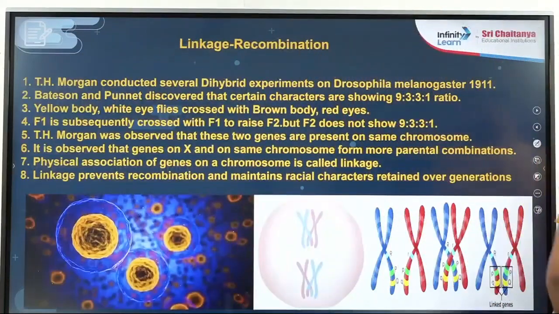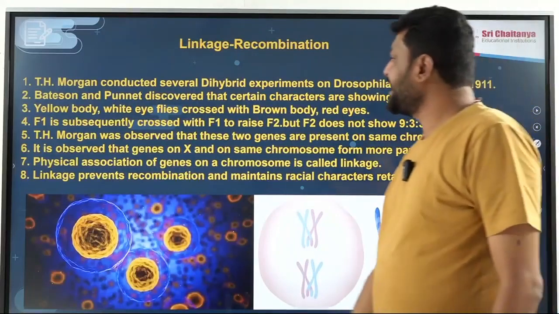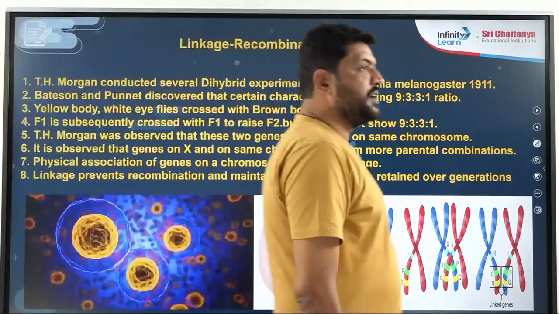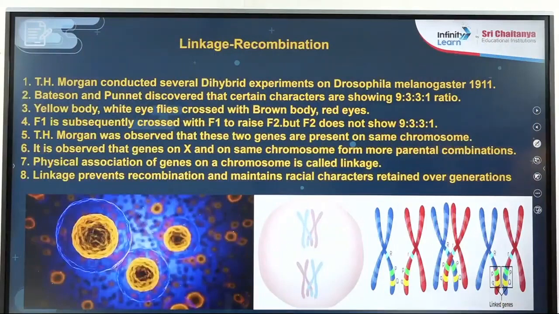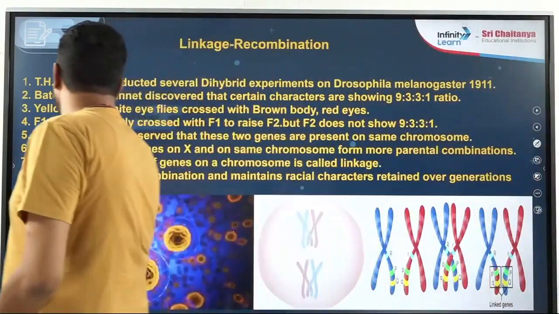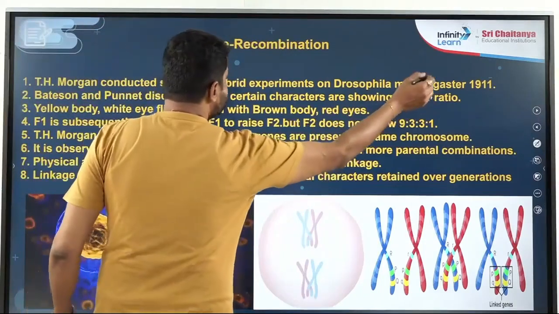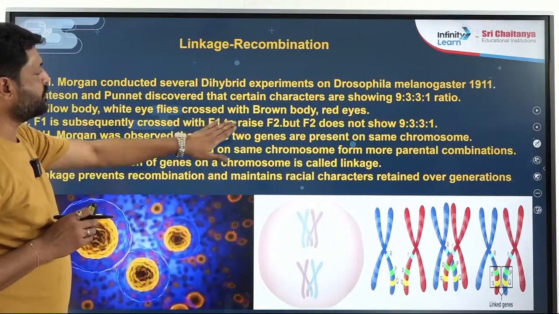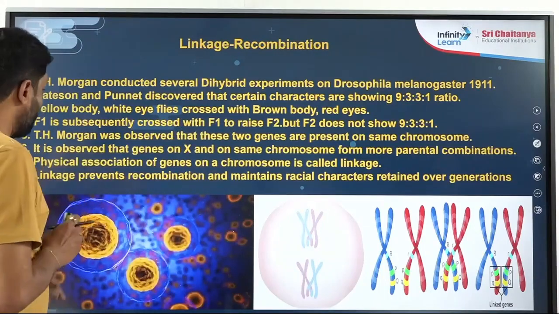Let us see linkage and recombination. T.H. Morgan conducted several dihybrid experiments on Drosophila melanogaster in 1911. Bateson and Punnett discovered that certain characters show a 9:3:3:1 ratio. If you consider two characters, that is a dihybrid cross. Was it clear? So in a dihybrid cross the ratio will be 9:3:3:1. Then yellow body, white eye flies crossed with brown body and red eyes. I will explain it later.